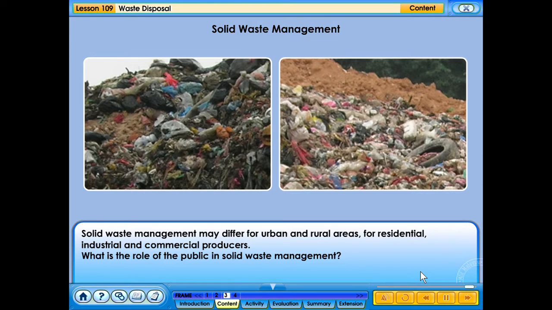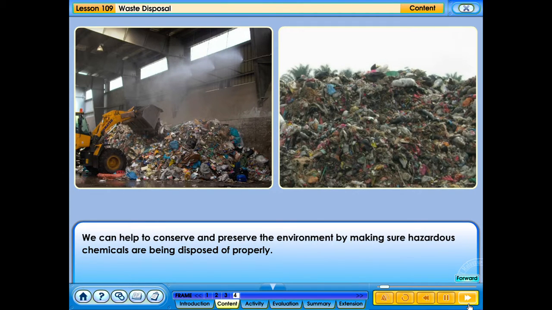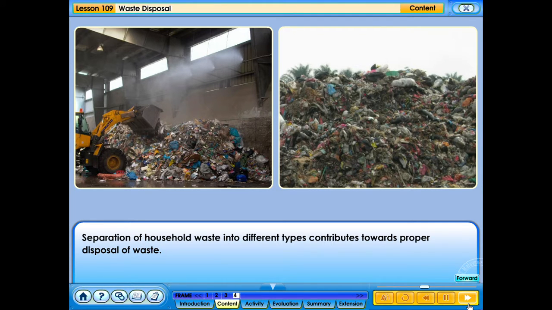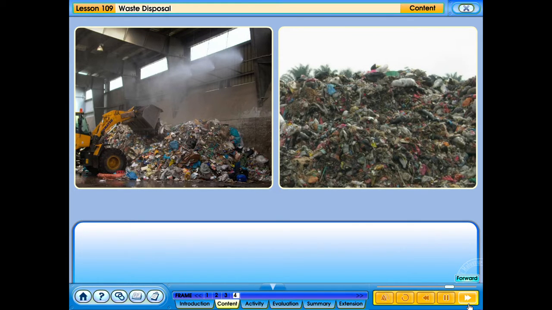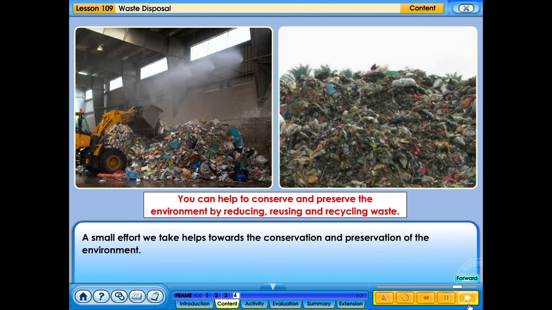What is the role of the public in solid waste management? We can help to conserve and preserve the environment by making sure hazardous chemicals are being disposed of properly. Separation of household waste into different types contributes towards proper disposal of waste. A small effort we take helps towards the conservation and preservation of the environment.